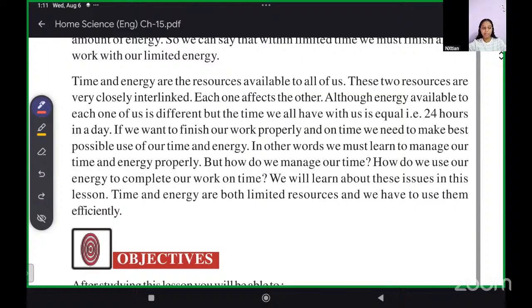Okay, and the capacity of doing work is different in all of us. Suppose one person runs for 1 hour and then gets tired, whereas another person runs for half an hour and gets tired. It depends on the energy level. That also depends on the physical fitness, weight, health, everything. The youths have more energy compared to the elder people, right?